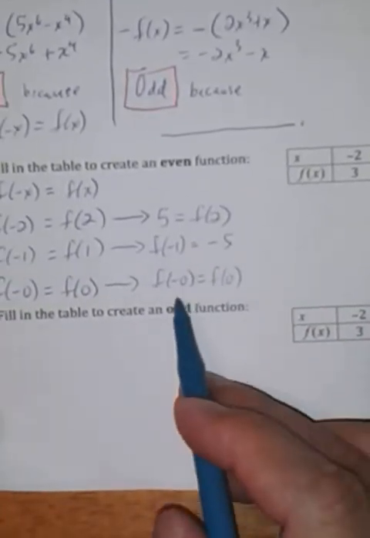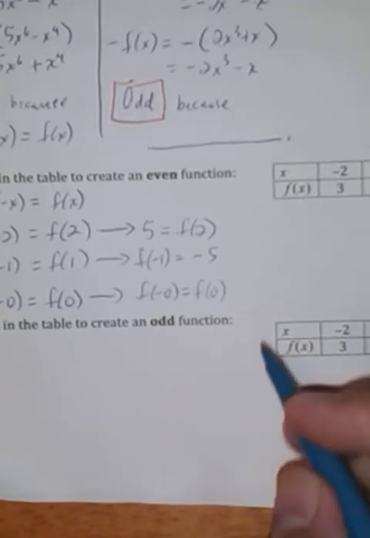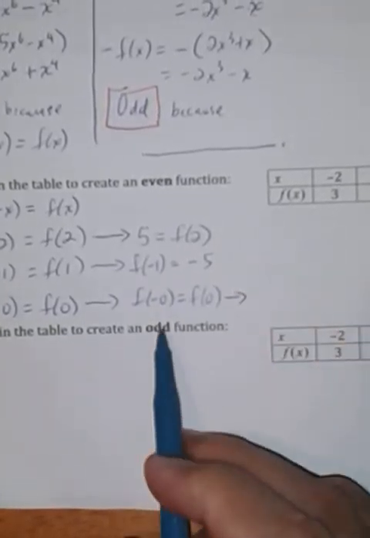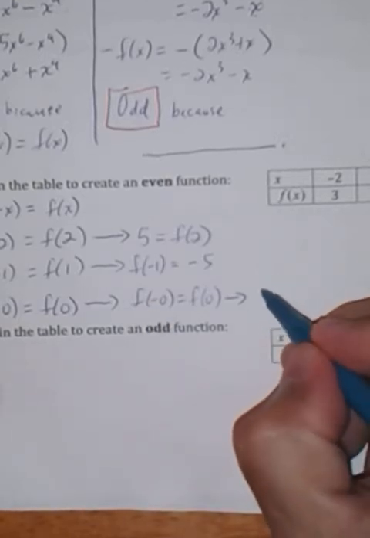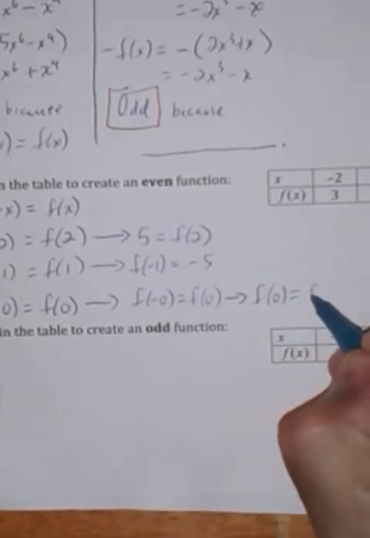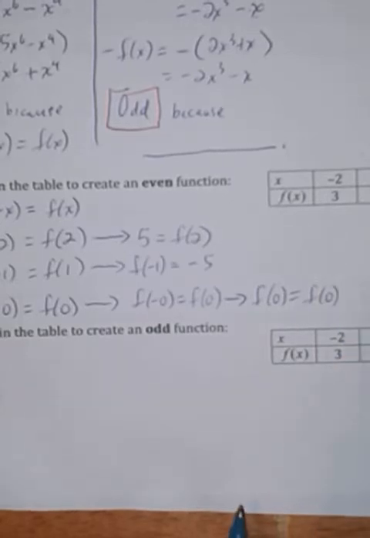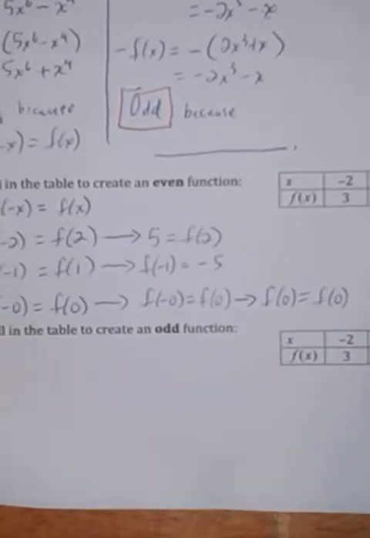Okay, now we do have a value for negative 0. Do we know what a negative 0 is? Right? What is negative 0? Well, it's just 0. So we can actually rewrite this as f of 0 has to equal f of 0. Okay? All right. Let's fill in what numbers we know.